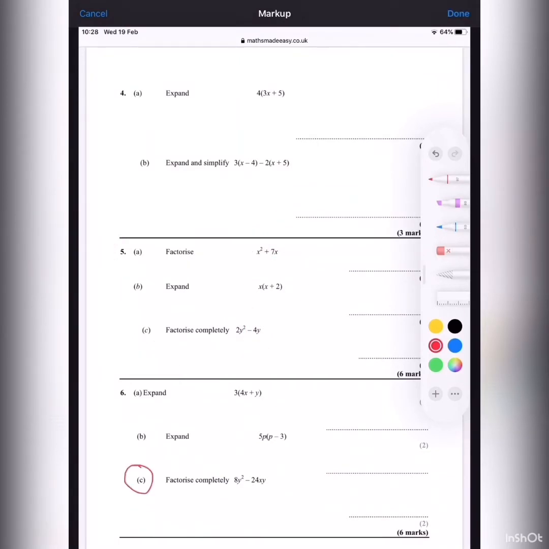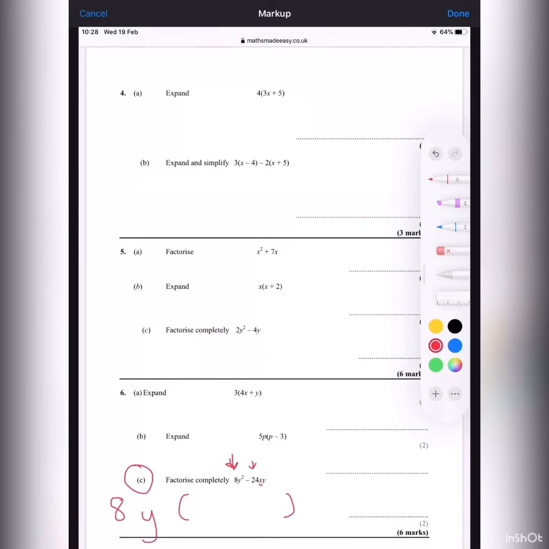First thing we need to do, remember, one bracket because there's only 2 terms. Then we need to think about what numbers we can take out. Well, we've got an 8 and we've got a 24. So our highest common factor is 8. Then we need to think about any letters. Well, we can't take an x out because there is no x here. The only thing we can take out is one y.